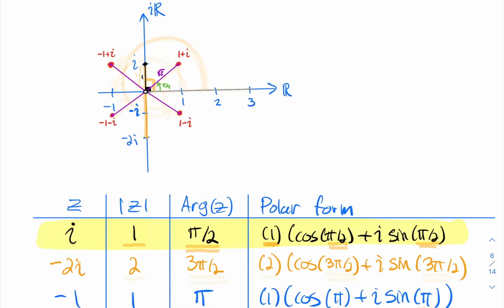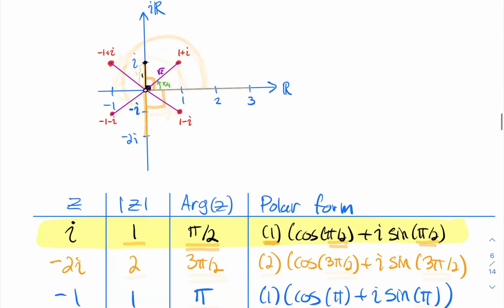And then the angle, you could choose minus pi over 2. So minus pi over 2 would work. Or in this example, I'm going to use angles between 0 and 2 pi. So you can also use 3 pi over 2. So minus 2i is 2 units away from the origin with an argument of 3 pi over 2, or 270 degrees. So the polar form is 2 open bracket cos of 3 pi over 2 plus i sine of 3 pi over 2. And that's the polar form for that one.